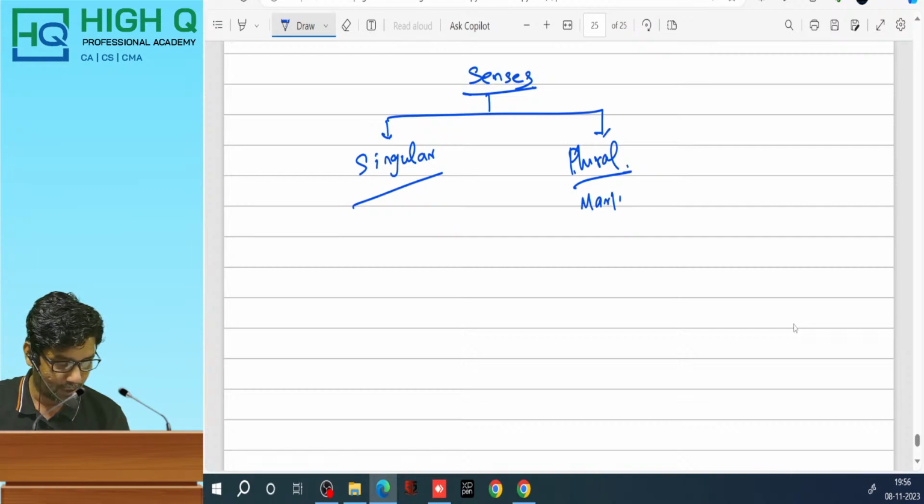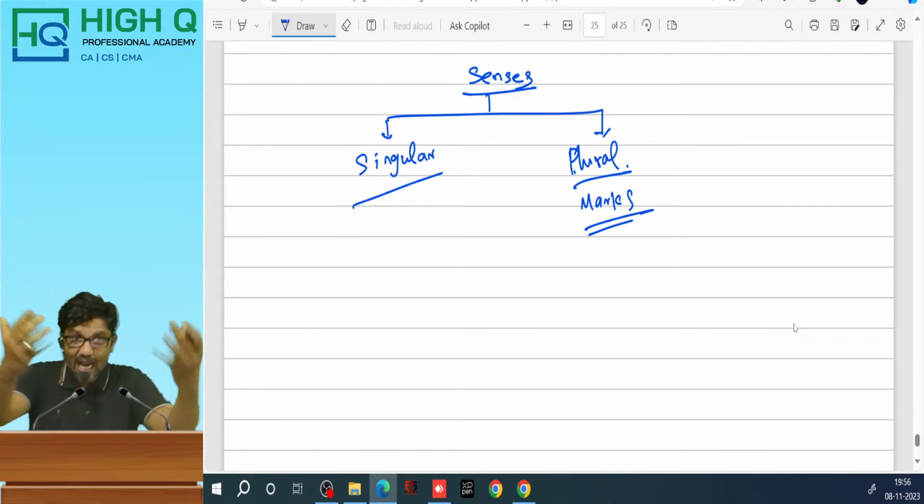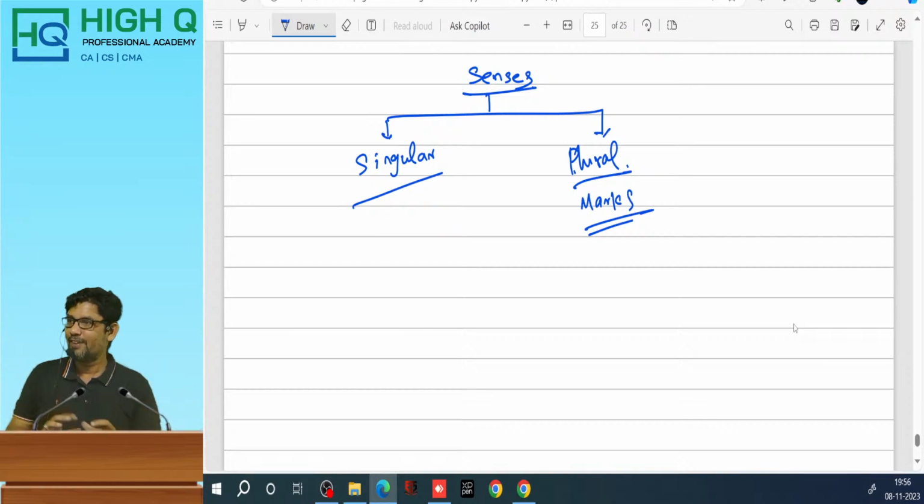For example, marks of the students, this comes under plural form. Any data we are getting is plural form. Singular form means after getting marks of the students, we find the average marks.